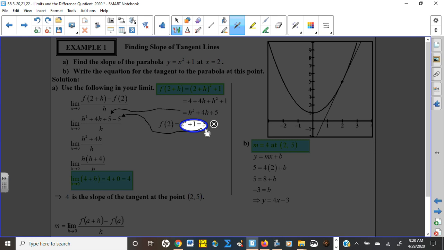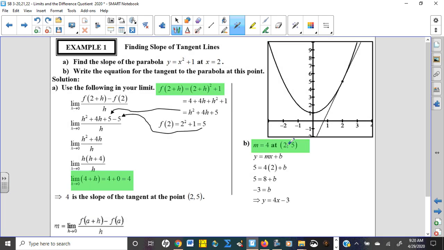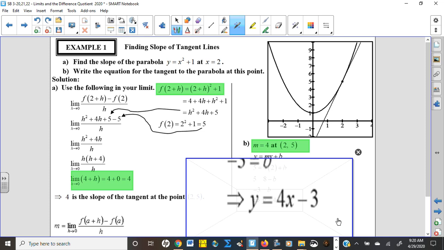F of 2, you found it was 5. So yeah, you already have the point. It's the 0.25. And so here's your slope, your point. We plug them into mx plus b, or I guess you could use point slope if you really wanted to, but it's pretty simple to solve for the intercept by just plugging in and simplifying, solving for b, and then there's your final equation at the bottom there, 4x minus 3, the tangent slope with the correct intercept.